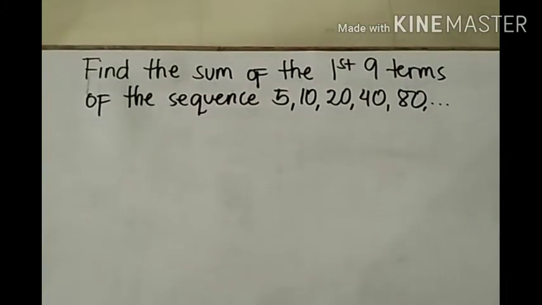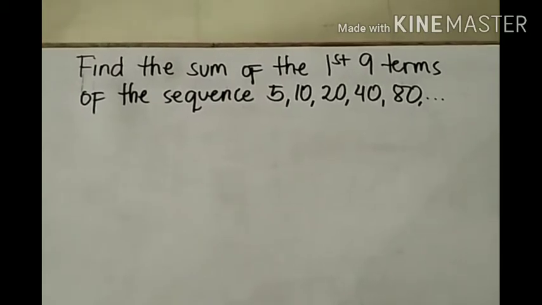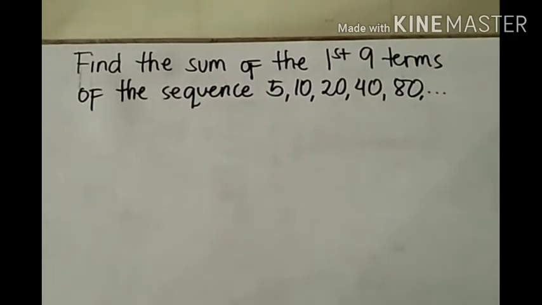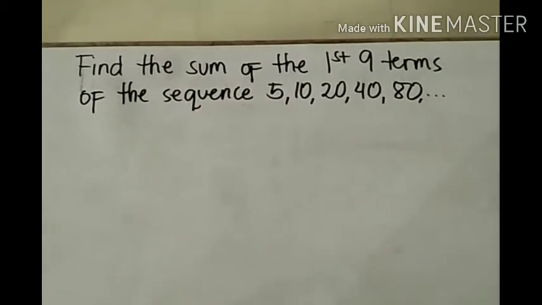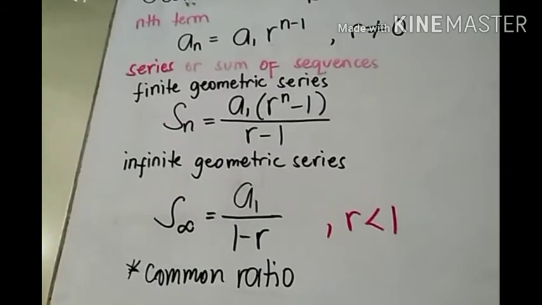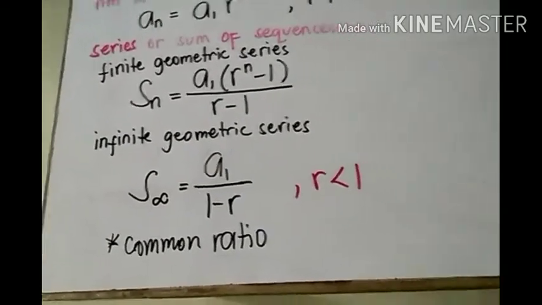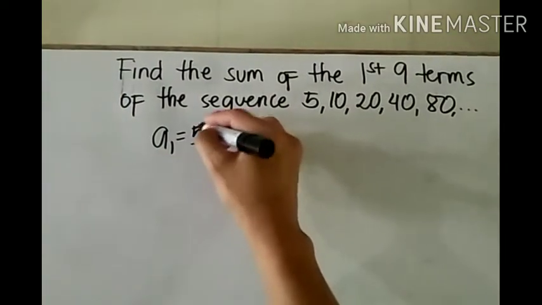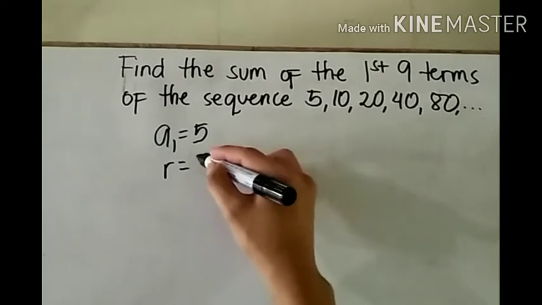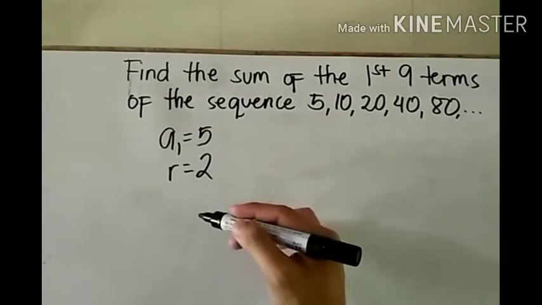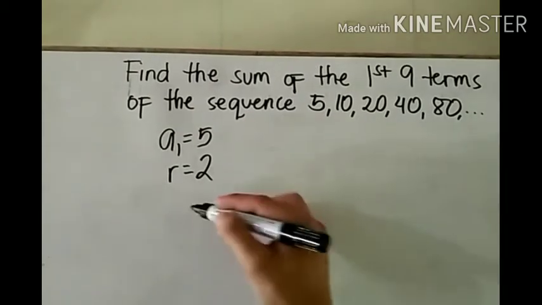Now, how about if we are going to find the sum of the first 9 terms of that sequence 5, 10, 20, 40, and 80? So, gagamitin natin yung isa dito sa formula, which is either the finite or infinite. Tignan natin kung saan dyan yung gagamitin natin. So, first, we identify a sub 1, 5. Ang ratio natin na nakuha natin kanina ay 2. And then, ang hinahanap natin, sum, so S, given na yung n.